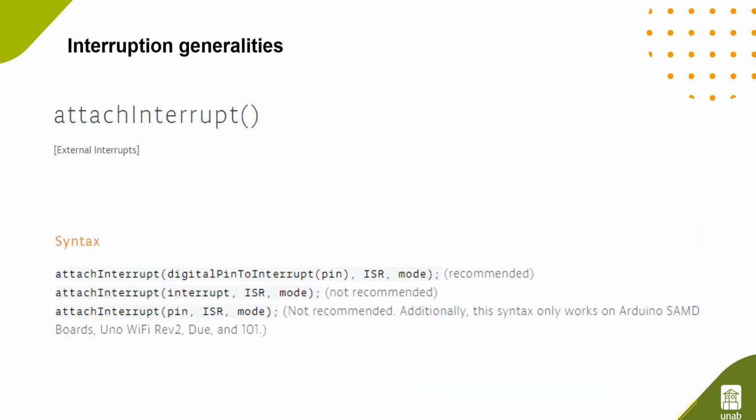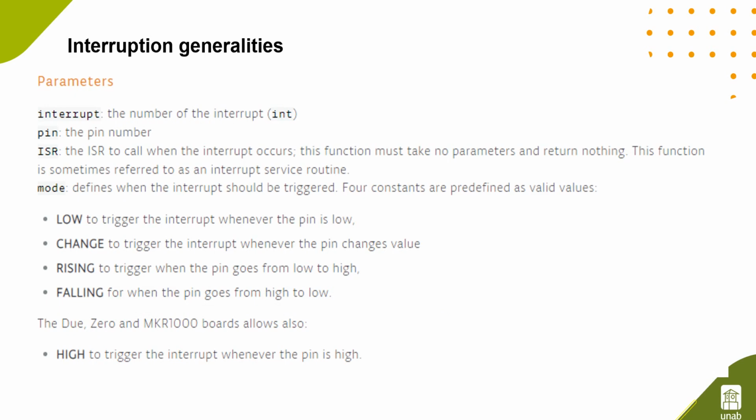When we use interruptions, here is the main function that we use. The function is called attachInterrupt. This function needs three arguments. So in the syntax, the first argument is called digital pin to interrupt. In this case, we place the pin number where we read the pin. Secondly is the ISR, and finally is the mode. The ISR means the function that will be called when the interruption is detected.